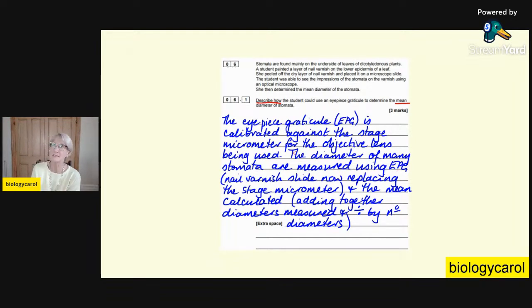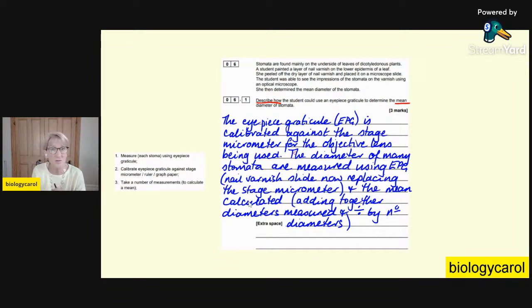And I realized, oh, actually, should I have said that we replaced the stage micrometer with the nail varnish microscope slide? So we did. And the mean calculated, and again, for safety, adding together the diameters and dividing by the number of diameters. Wasn't quite sure where the marks were going to be. Here is the mark scheme.